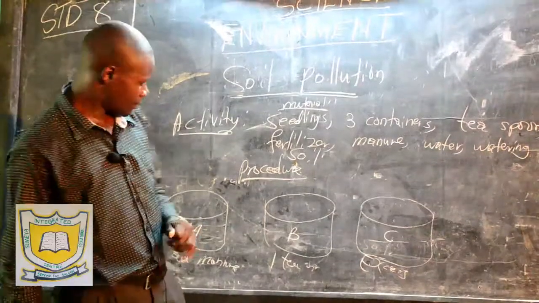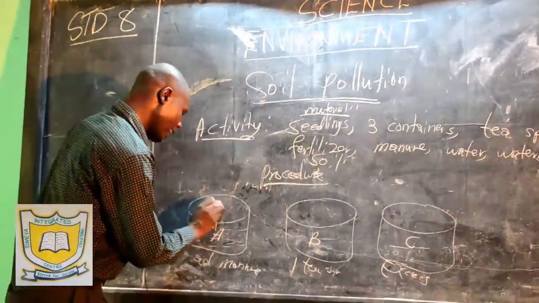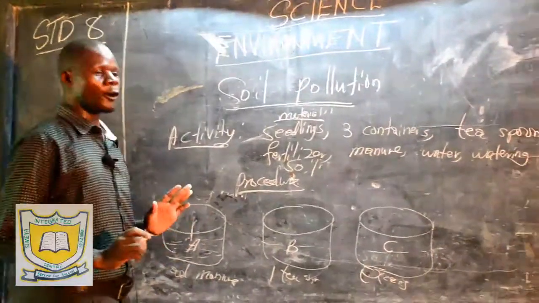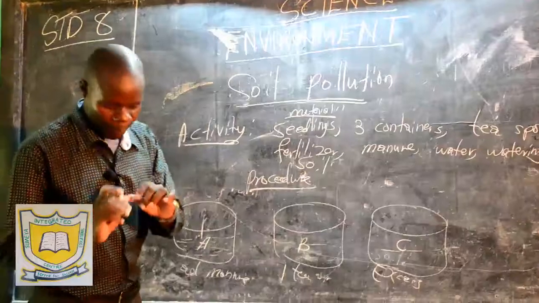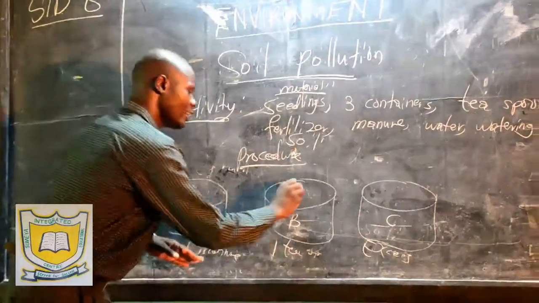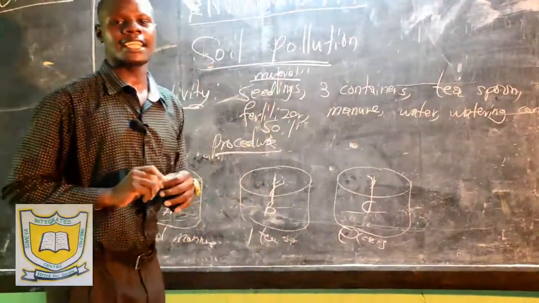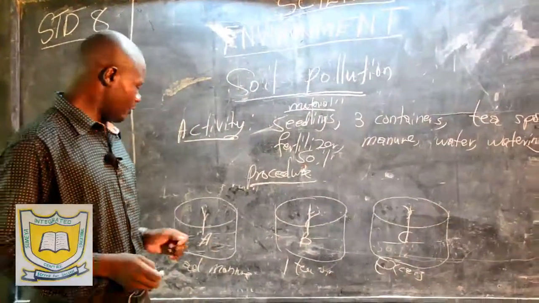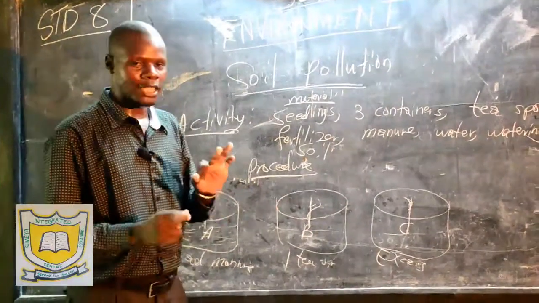Here is adequate manure. Now, transplant here your first seedling, and these seedlings must be of the same size and of the same age. The first seedling, transplant here. The second seedling, transplant there, and the third one. Now, observe. Start watering every day, morning and evening, and observe what will happen.